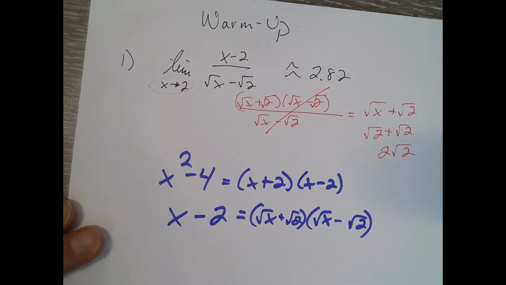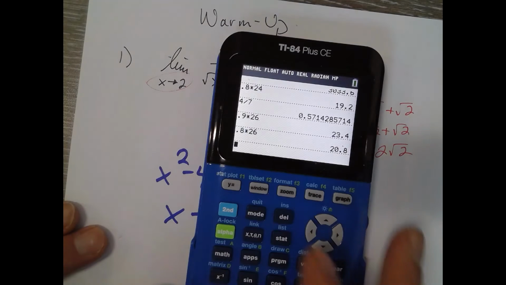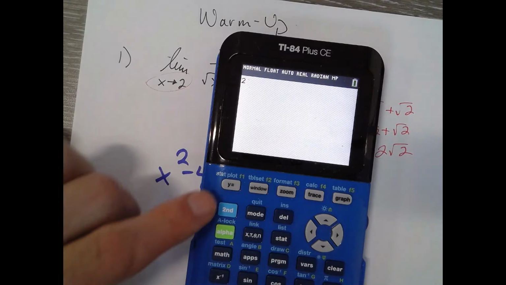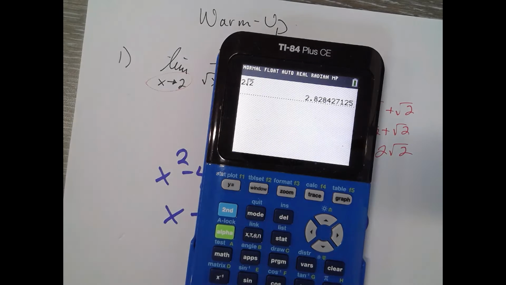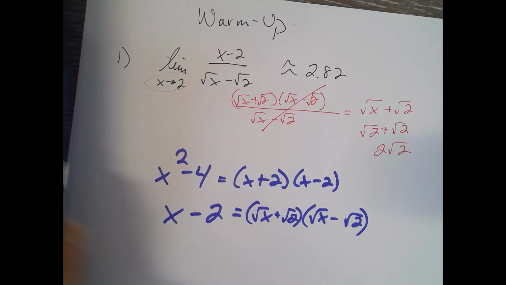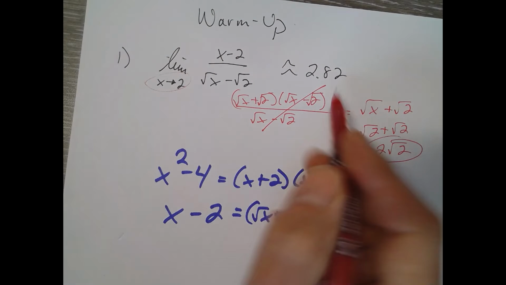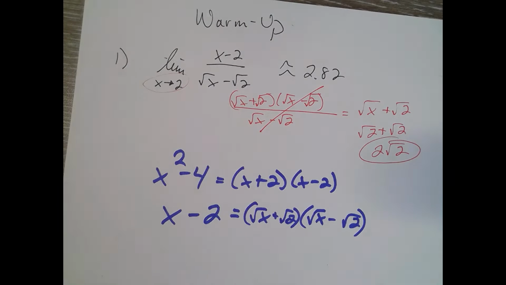Now I wonder what 2 times the square root of 2 is. 2 square root of 2 is our 2.82, 2.83. Okay, so that's our exact answer, and that's our approximate answer. So that's one way to analytically do it.